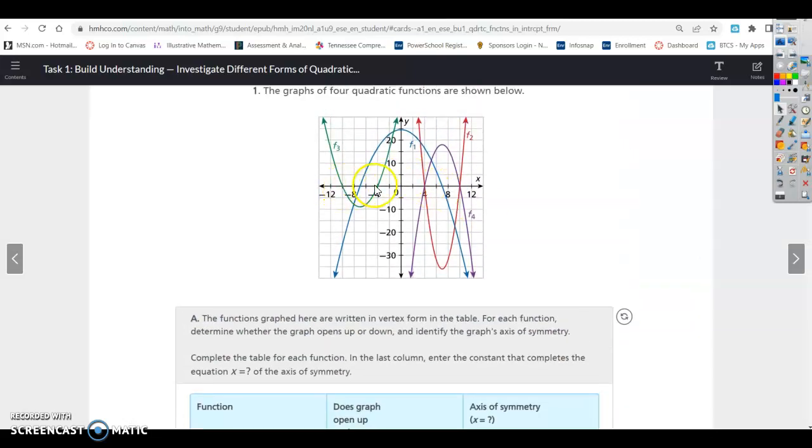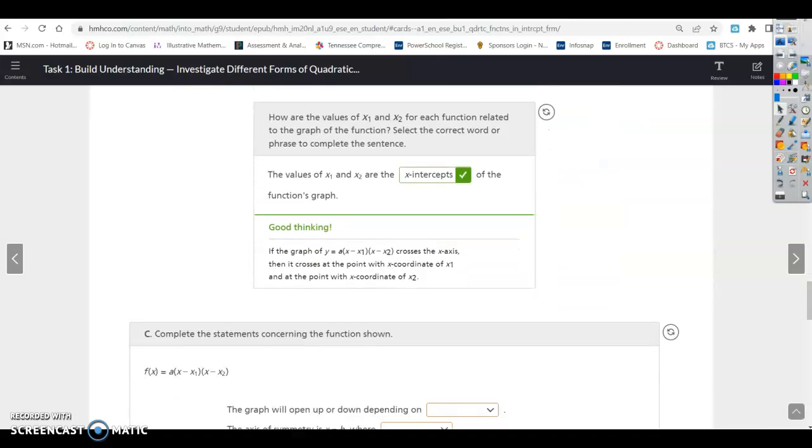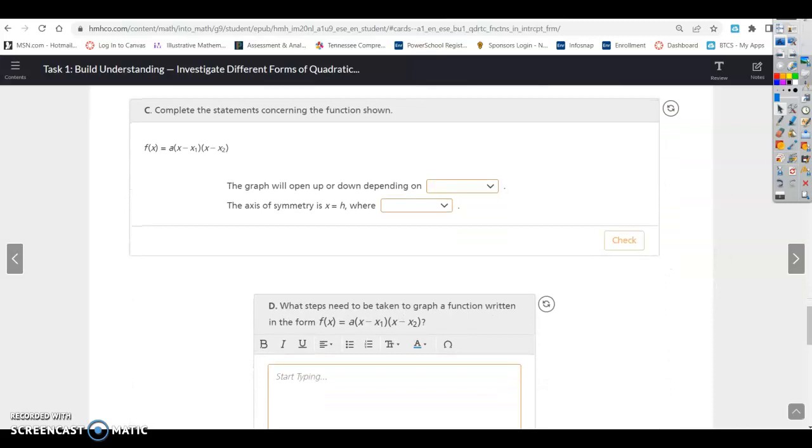The x-intercepts are exactly what it sounds like, where it crosses the x-axis. So for the green function, it would be here and here. For the blue function, it would be here and here. For the red and purple, they would be at 4 and 10 would be the x-intercepts. And again, sometimes those are referred to as your zeros, because if you plug in 0, you find your solutions as well.